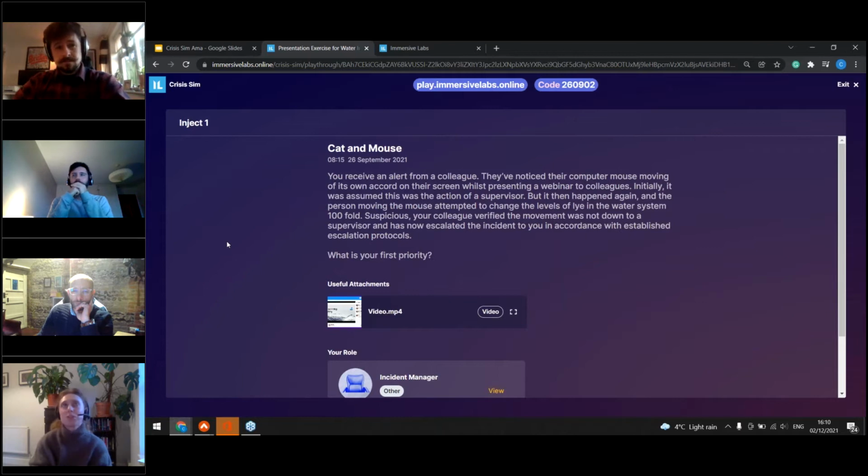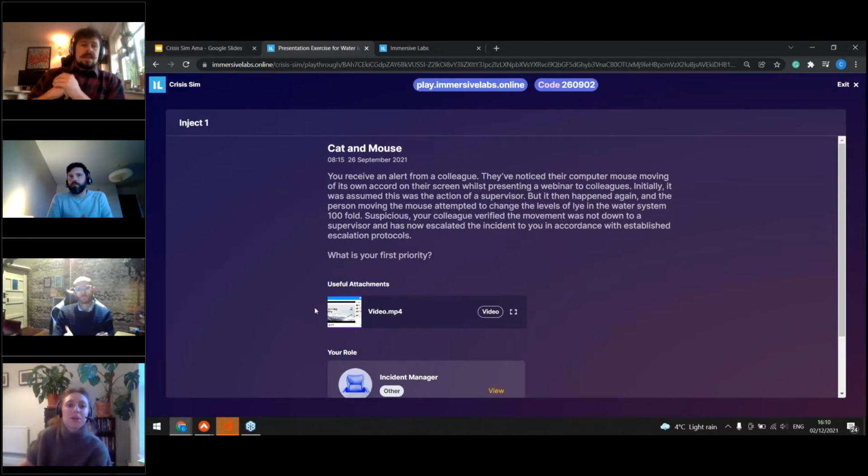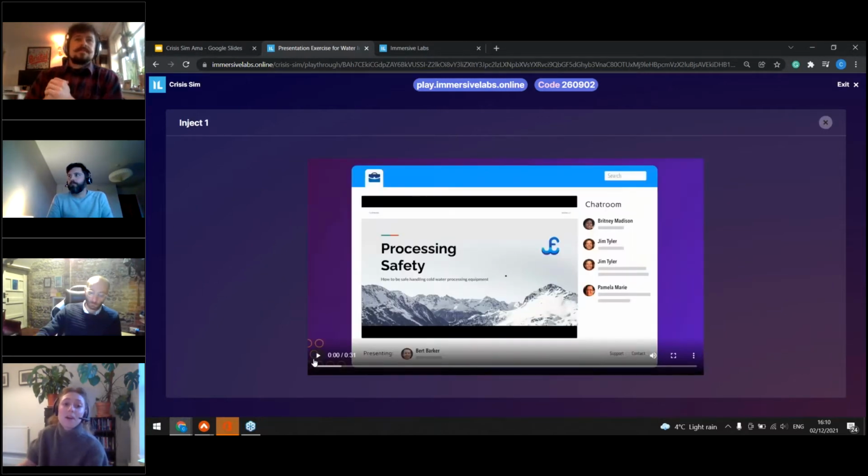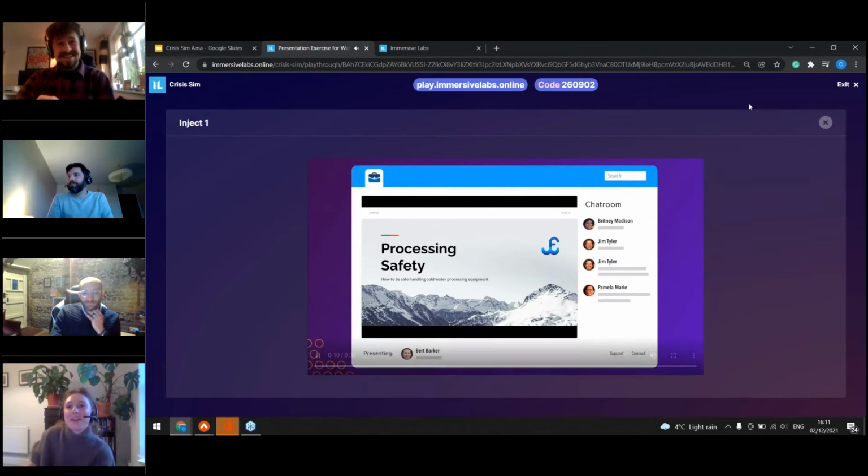And what the mouse was doing was trying to raise the levels of lye in your water 100-fold. So they verified the movement was not down to a supervisor and escalated the incident to us in accordance with established escalation protocols. And we've got a video here of the suspicious mouse movement. Sadly, this software doesn't allow you to hear Rob's beautiful voice doing the acting, but again, we encourage you to play it afterwards, so you'll be able to hear it then.